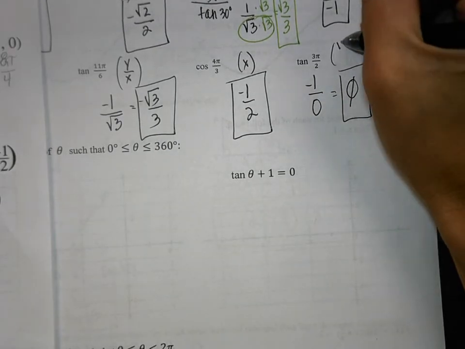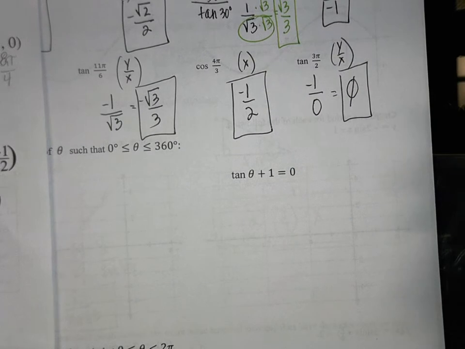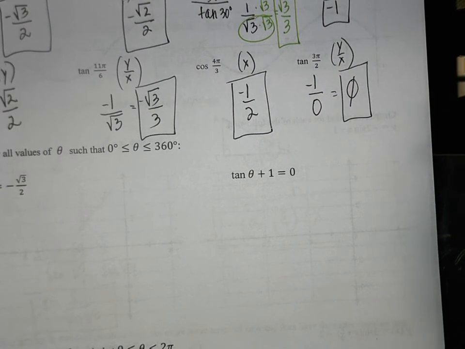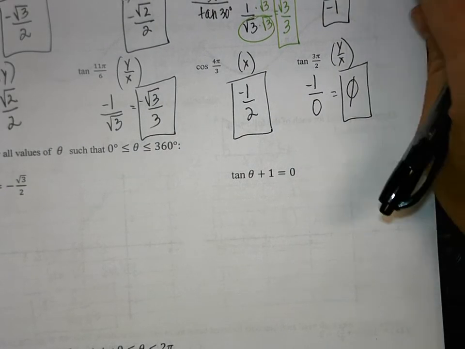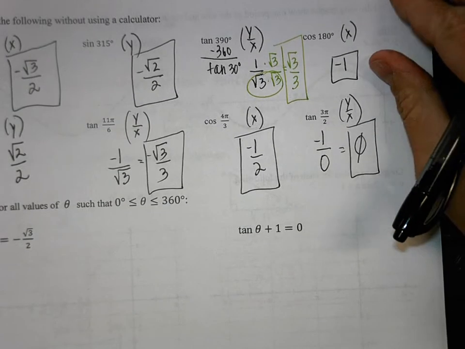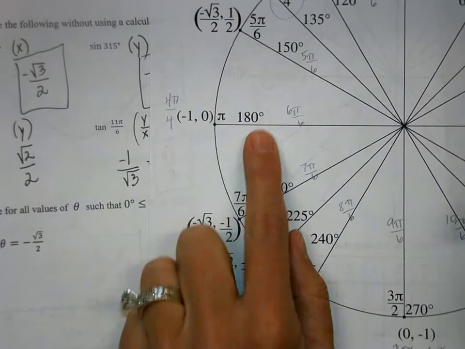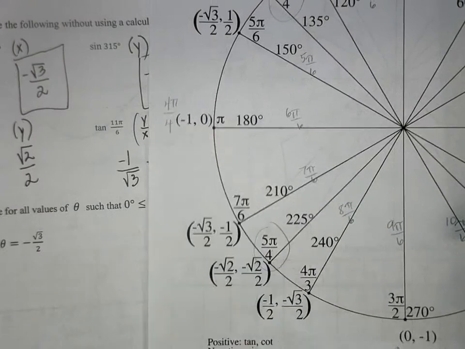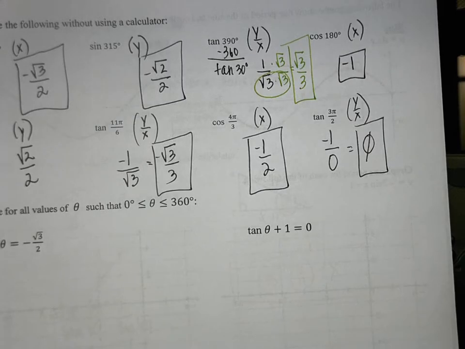Okay? What's cosine 180 on the top? Cosine of 180. Oh, negative 1. Because you're at the 180 mark, the x value at the 180 mark. Yeah, just good. Okay, any questions?